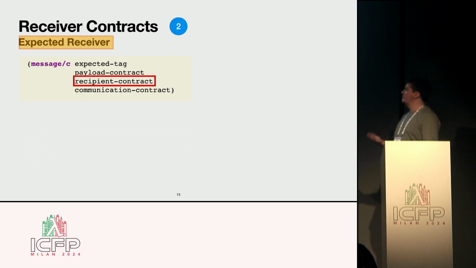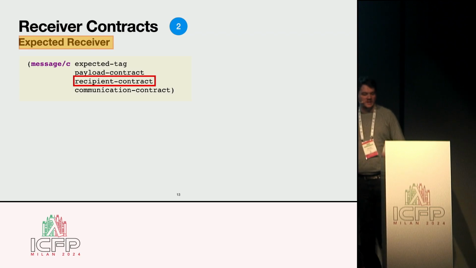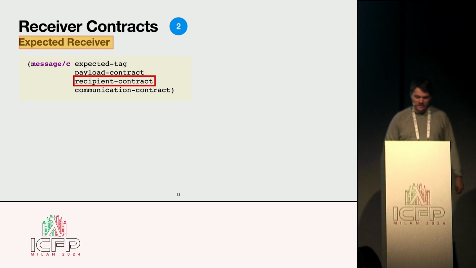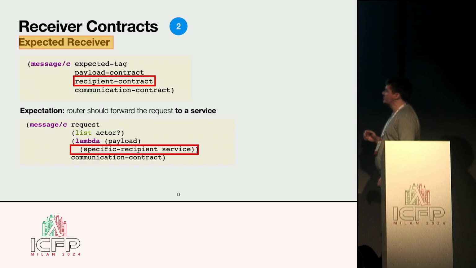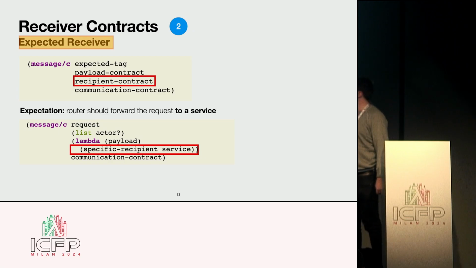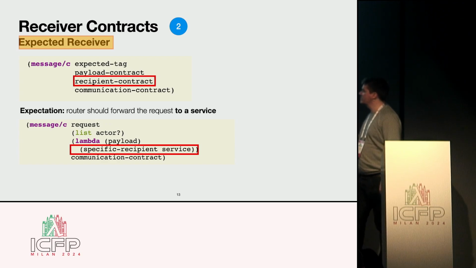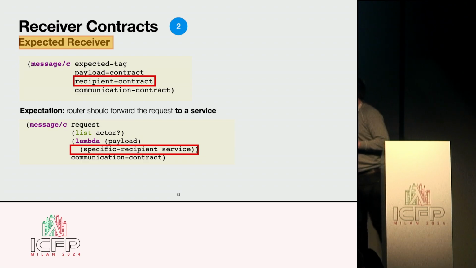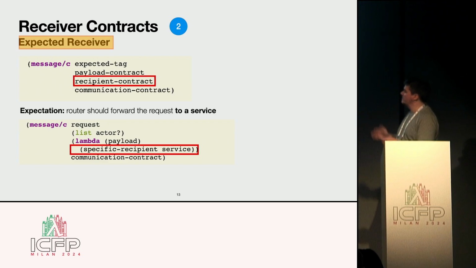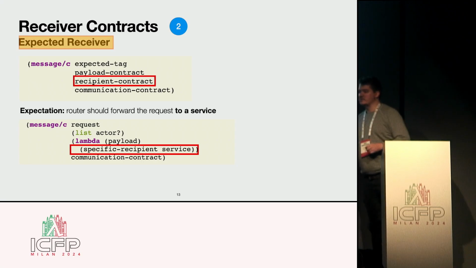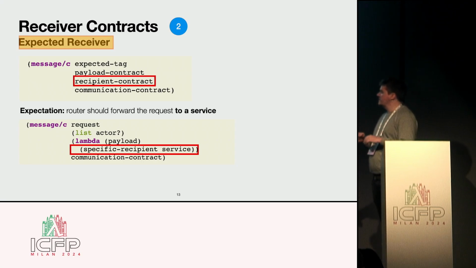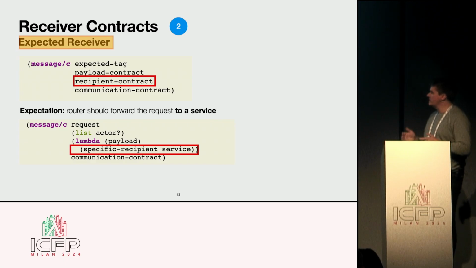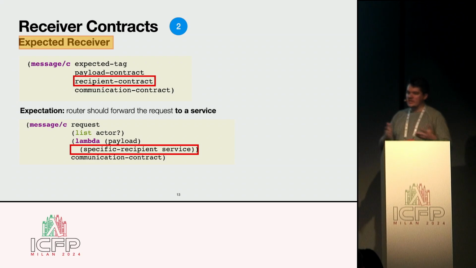Then, receiver contracts can encode what the expected receiver of the message is supposed to be. And so what we had in our example was that the router should forward the request message to the service. And we encode this by using a predicate. Here it's called specific recipient, which says, okay, if you send this message, you should do it to the service actor. But this is just one example of a predicate, and you can imagine many different predicates. In fact, our contract system allows for any predicates to work as long as it returns true for a matching expected receiver or false otherwise.